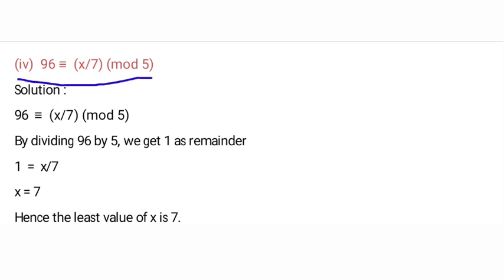Fourth subdivision, 96 is congruent to x by 7 mod 5. Solution: here a value is 96, and b is x by 7, mod 5. First, when 96 is divided by 5, we get 1 as remainder. Therefore 1 equals x by 7. So 1 into 7 is 7, x equals 7. Hence the least value of x is 7. Very simple sum.